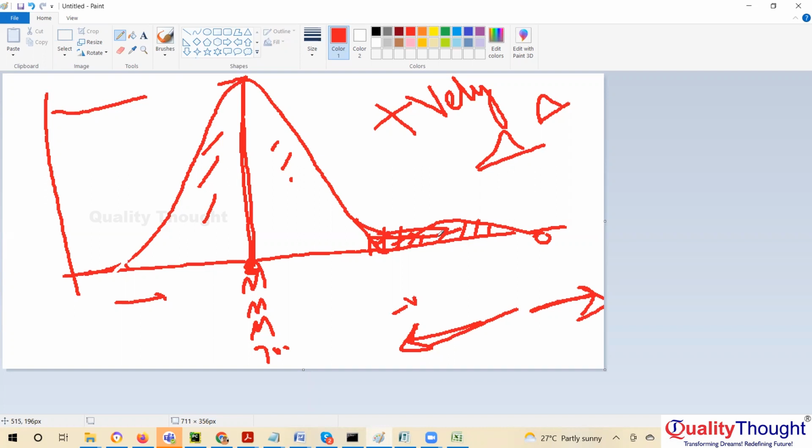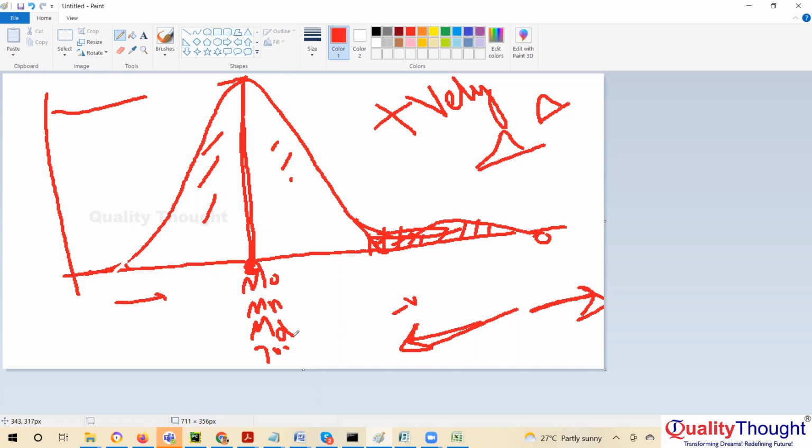Median and mean will shift to the right side, but the mode will remain the same. Mode will remain the same because mode is about measuring the height, right? This will be very small. So mode will remain the same. Let's say this is the mode, it will remain here. But your mean and median will change.